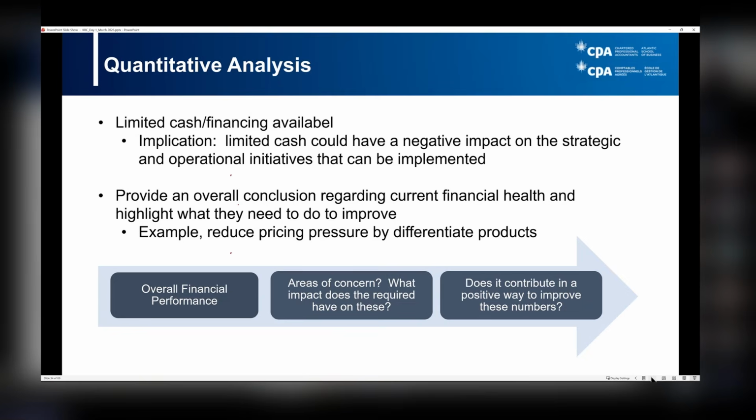Take a moment to include a short 1 or 2 sentences that provide an overall conclusion in regards to the company's financial health and highlight what they need to improve. So, based on the Capstone 1 case, they could reduce the pricing pressure by differentiating their products.